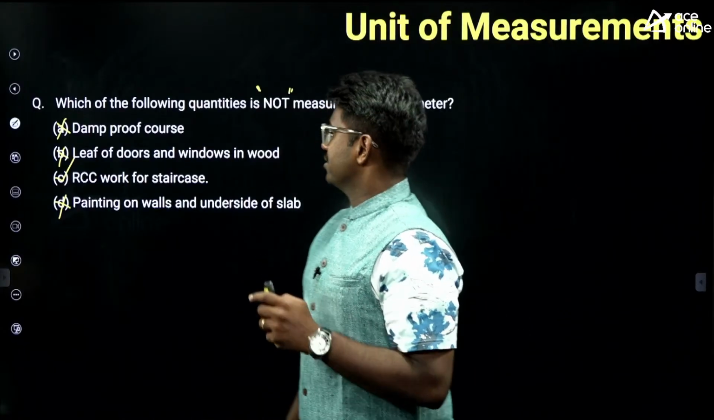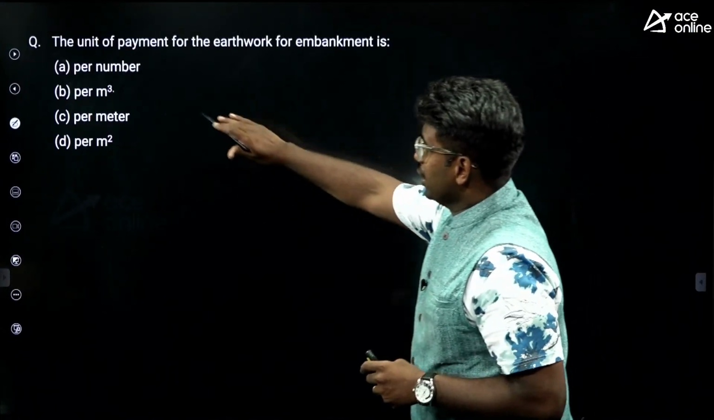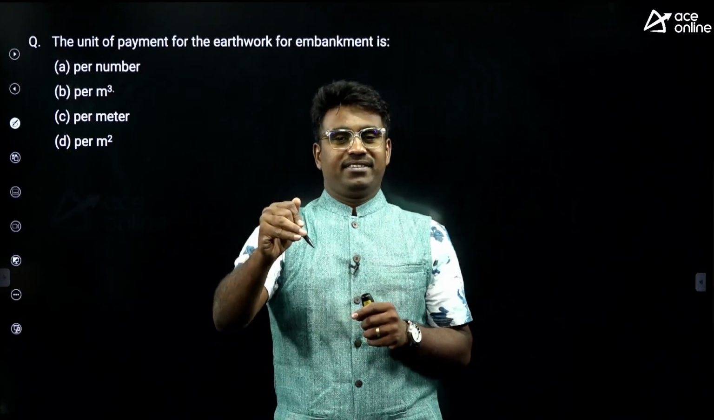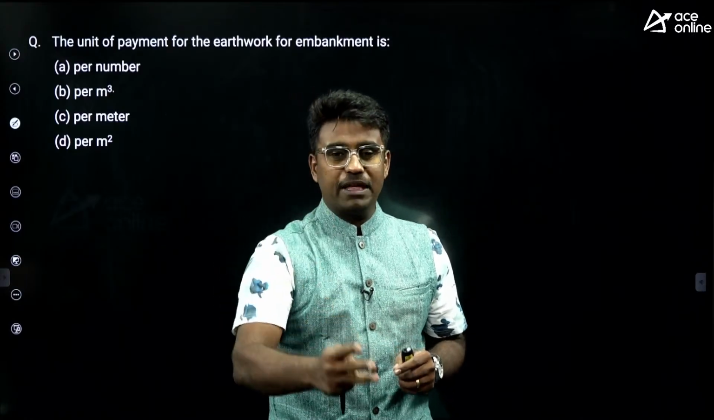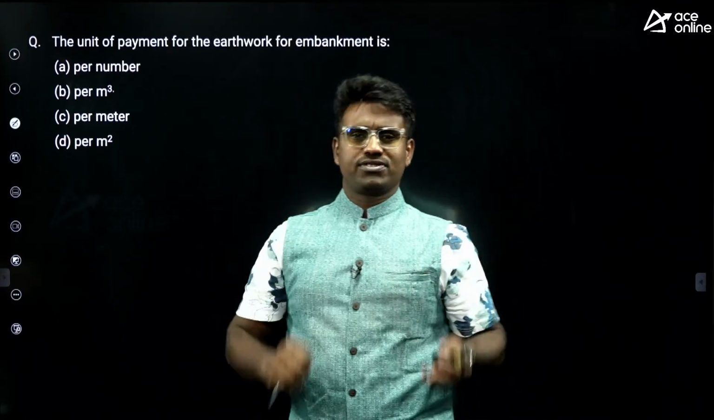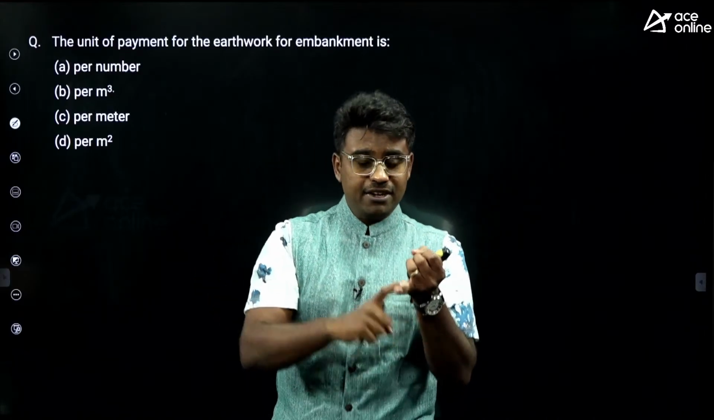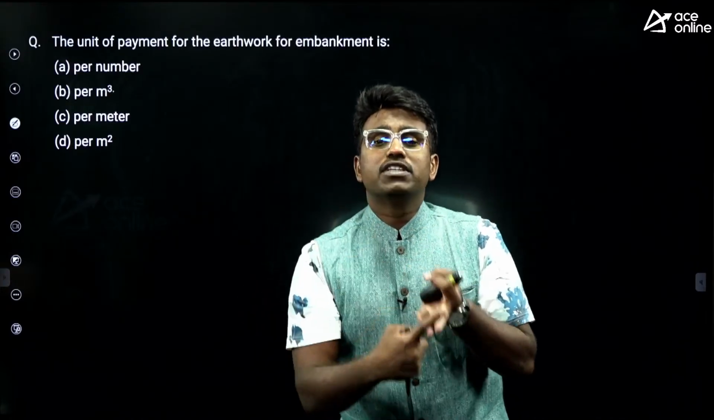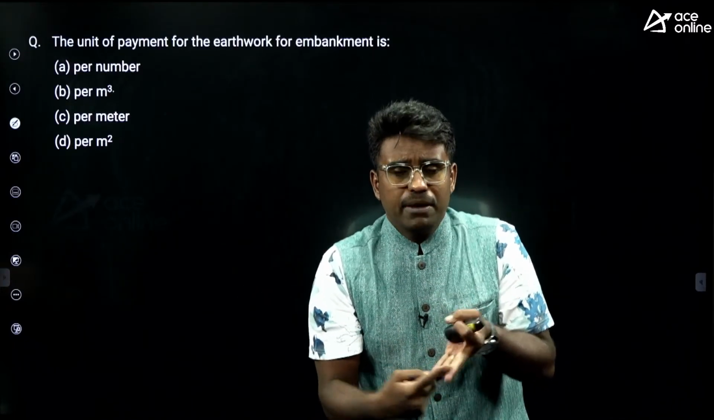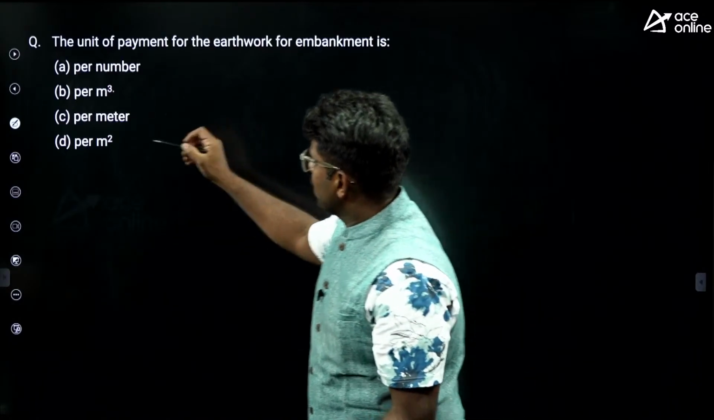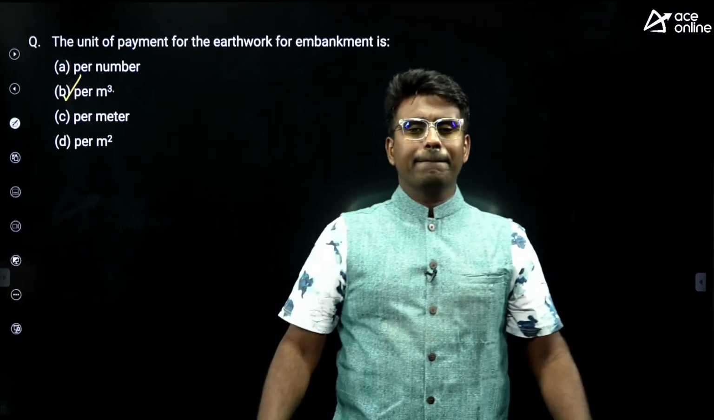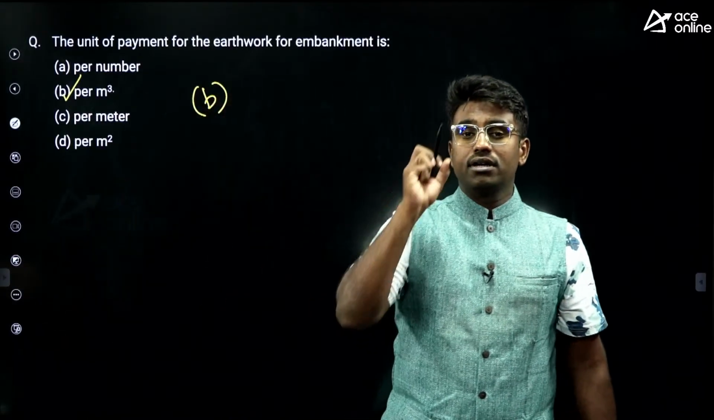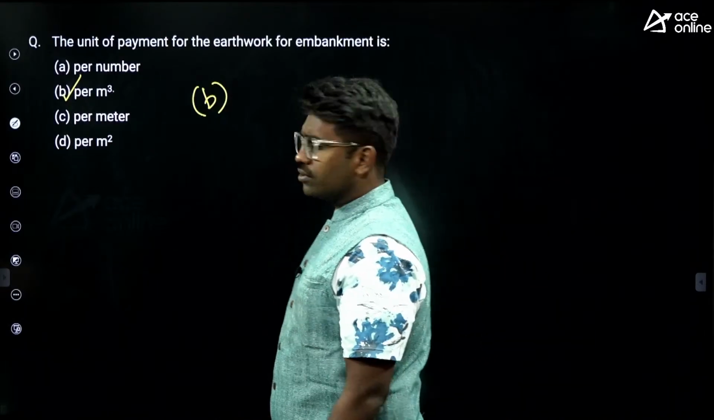Okay. Next one. The unit of payment for the earthwork for embankment. There are 3 methods by which we find out the volumes: volume by midsection, volume by mean section, also called the trapezoidal method, and volume by the prismoidal method. Volume of embankments. Right? So, everything is calculated in cubic meters. Volumes.